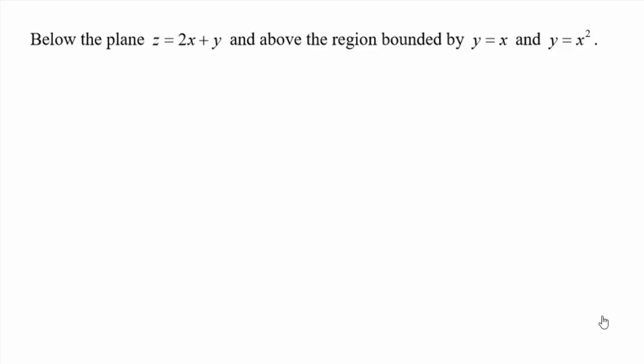You're asked to find the volume below the plane z equals 2x plus y, and above the region in the xy plane bounded by y equals x and y equals x squared. So this is one of those ones where you can get away without having to draw a z, because I'm told exactly what equations create the boundaries for R, and I can get my limits of integration that way.